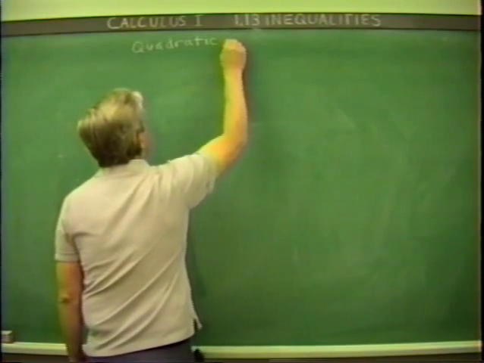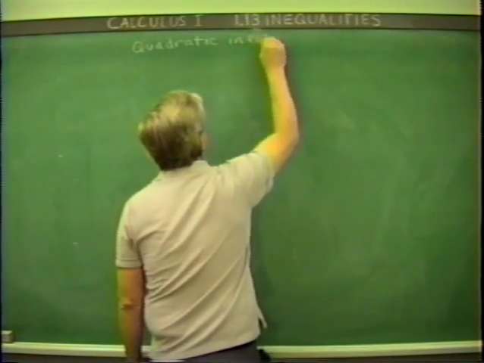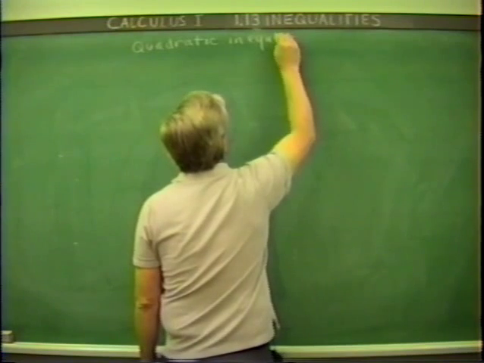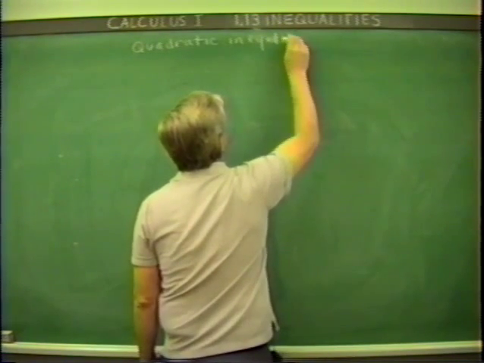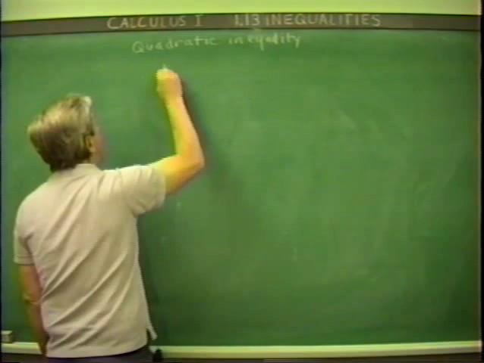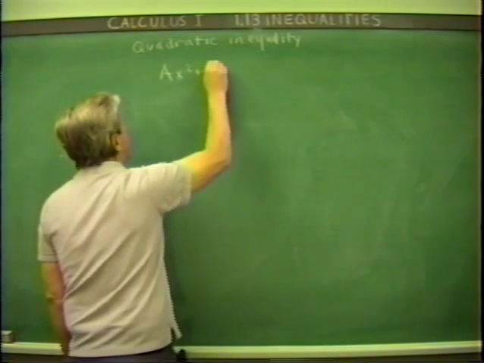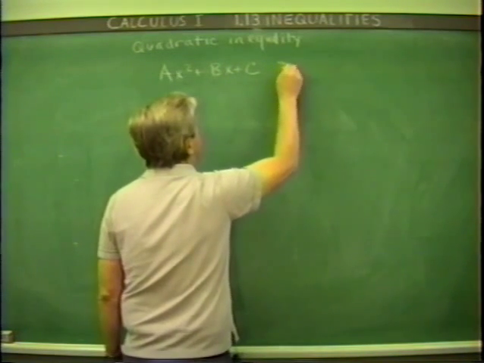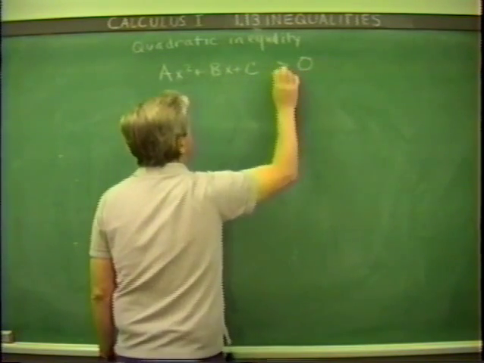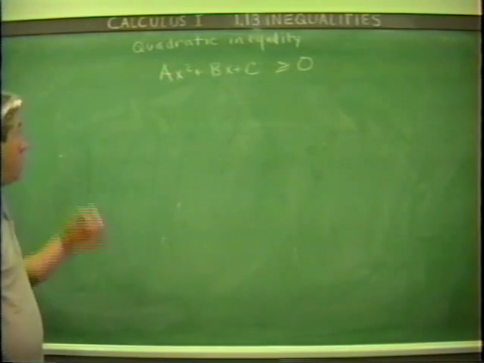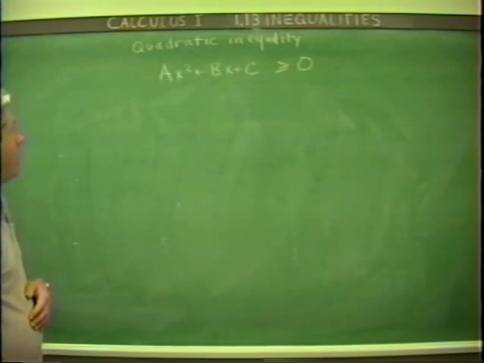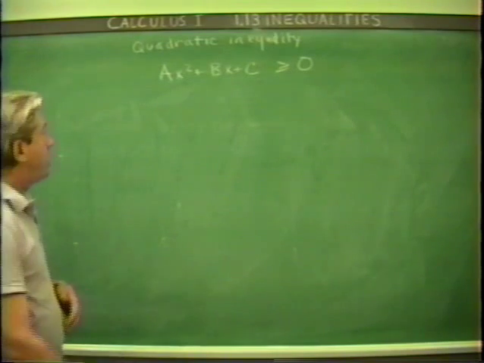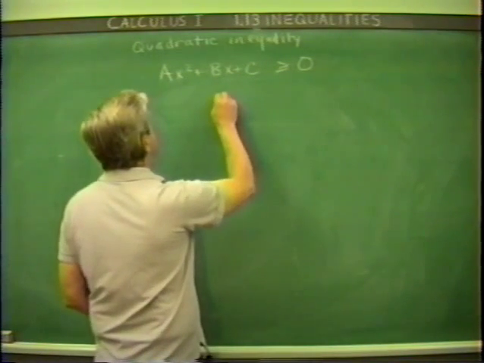Another type of inequality which occurs is called a quadratic inequality. And that's an inequality that can be written in the following form: ax squared plus bx plus c, and then an inequality sign, let's say greater than or equal to, or any of the other three, 0. Right? This is a quadratic inequality.